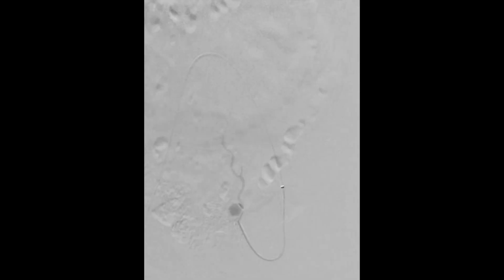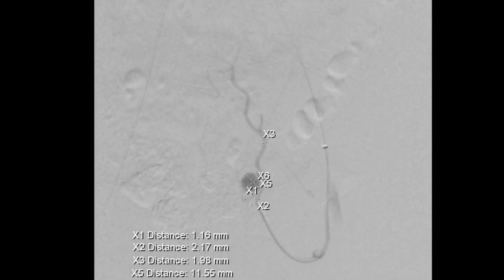Once this was done, a glide catheter was introduced into the inferior epigastric artery, and an angiogram was then performed to better determine the size of the pseudoaneurysm cavity and the proximal inflow and distal outflow size of the inferior epigastric artery. Next, we decided to perform coil embolization of the outflow of this pseudoaneurysm cavity.